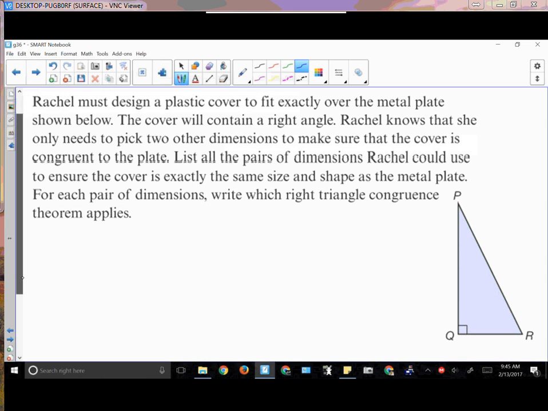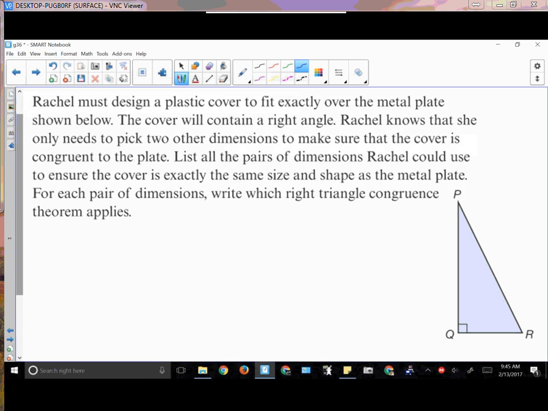Next little thing here. Now it says Rachel must design a plastic cover to fit exactly over the metal plate shown. The cover will contain a right angle. Rachel knows that she only needs to pick two other dimensions to make sure that the cover is congruent to the plate. So what are all the possibilities? Now, this is where knowing these things makes life easier. I only need to know two measurements. So if I knew what PR was, could I also get by knowing what QR is and have enough information to say that they're congruent?